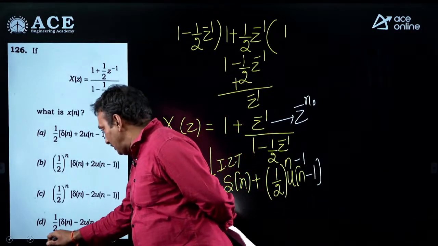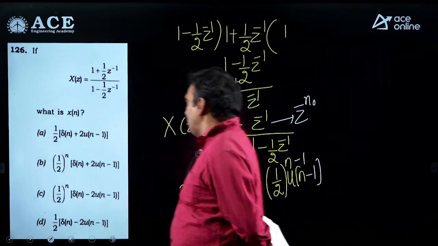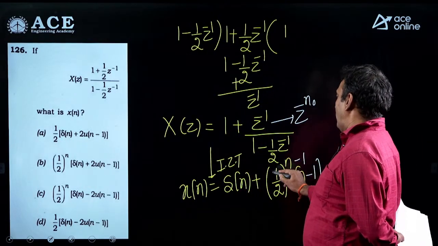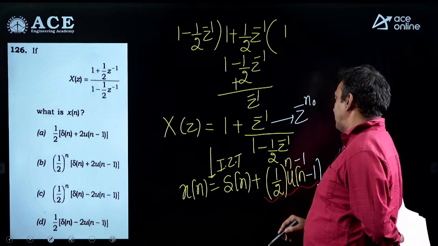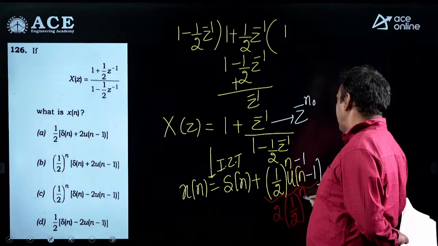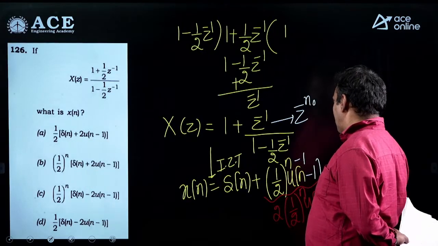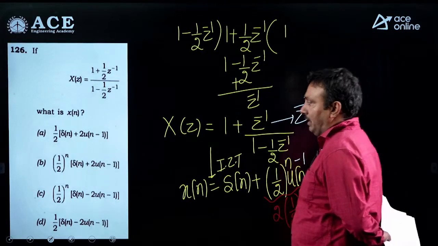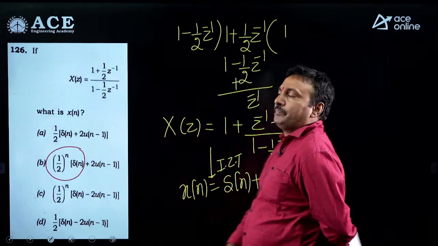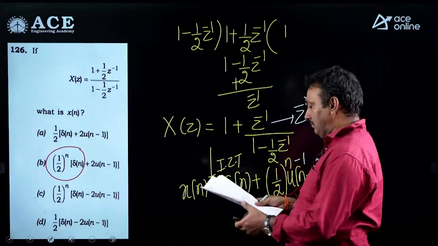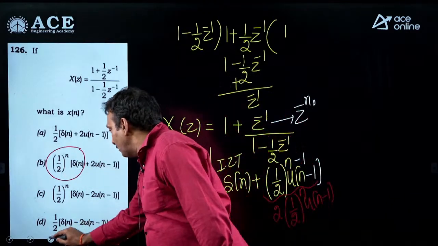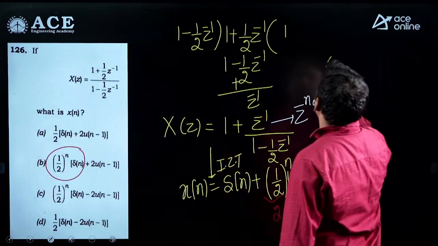But if you see the options, here we have 1 by 2 whole power n. The second expression can be written as 2 into 1 by 2 whole power n u of n minus 1. No delta n term is visible here. What he has done in this option is use the product property of impulse. 1 by 2 whole power n delta n, that corresponds to what? 1 by 2 whole power n delta n is simply, according to the product property of impulse.